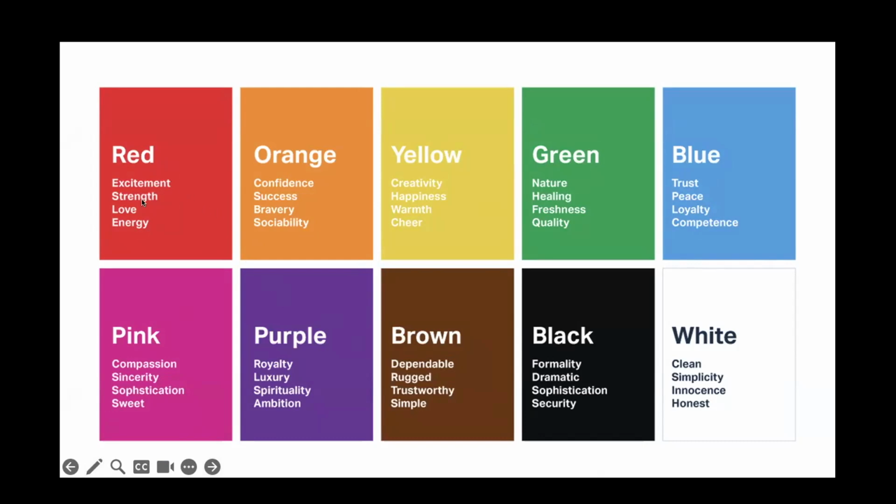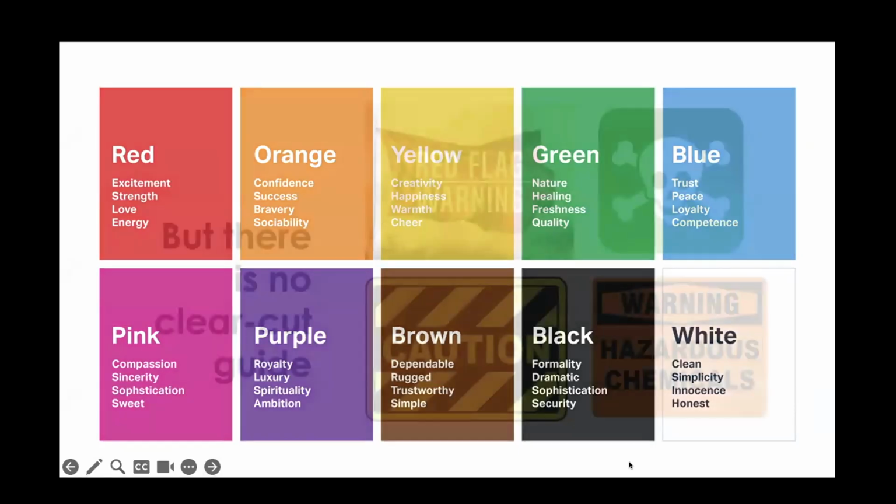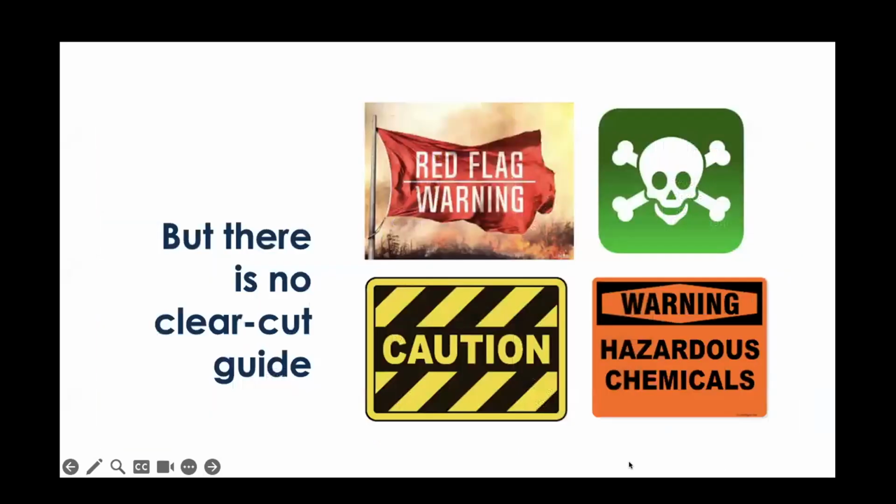So excitement, strength, love, energy. Those are all good traits. And black: formality, dramatic, sophistication, and security. I would definitely agree with all of those words. Green: nature, healing, freshness. Remember we said that green is kind of the color of poison? Well, it kind of is because colors have lots of different personalities.